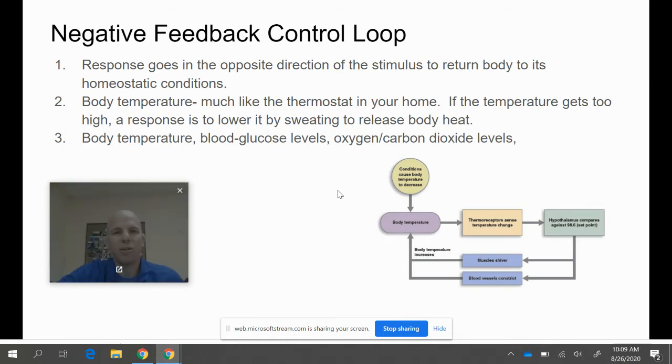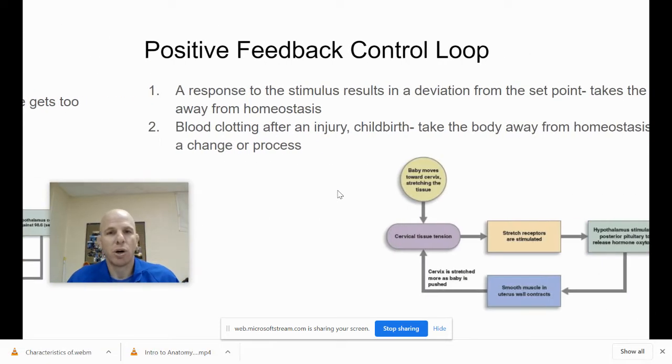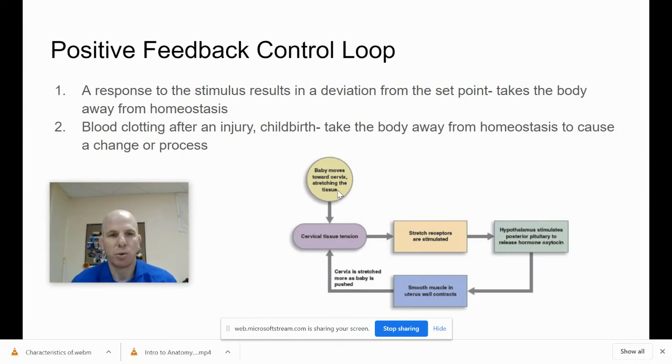Okay. The other one is called a positive feedback control loop. A positive feedback control loop is a response to a stimulus that results in a deviation from the set point, where it takes the body away from homeostasis. Now, that may seem counterintuitive. Why do I want to take my body away from homeostasis?